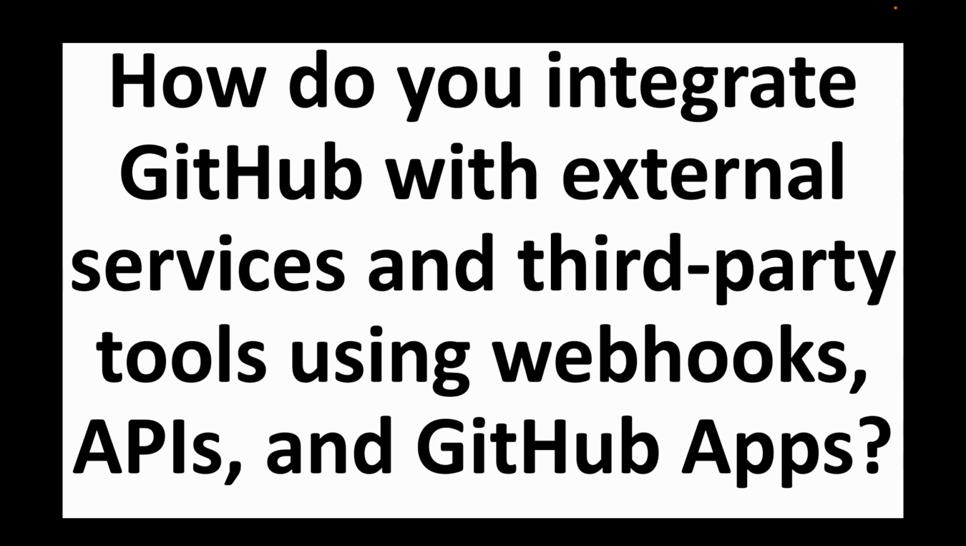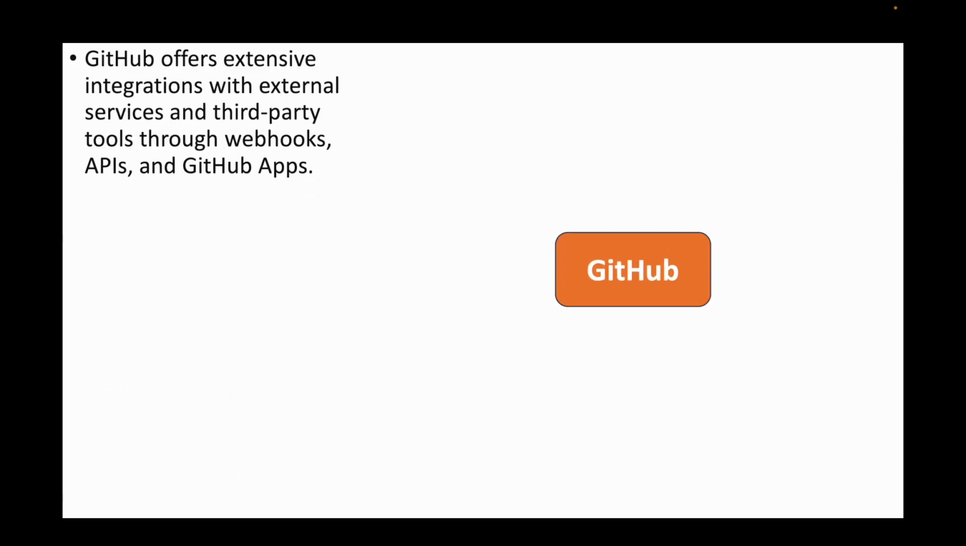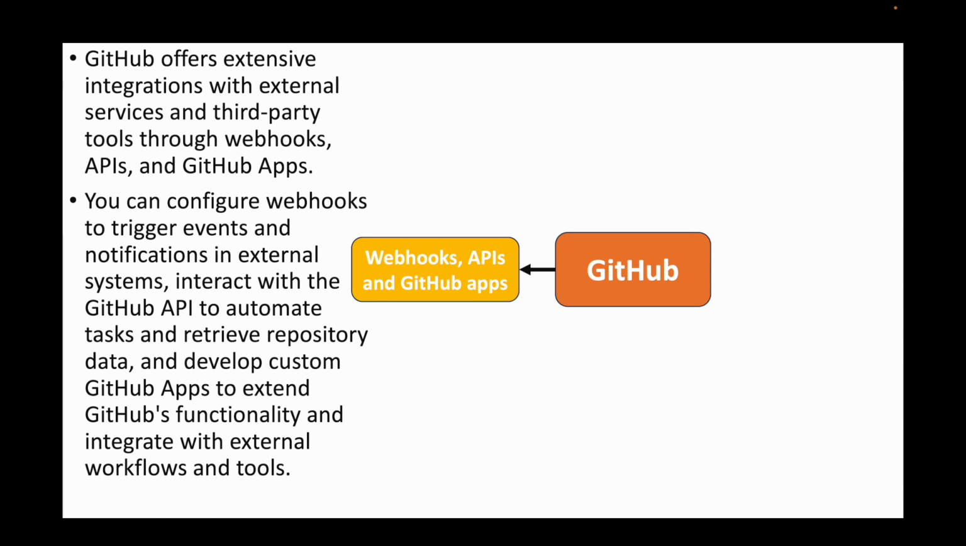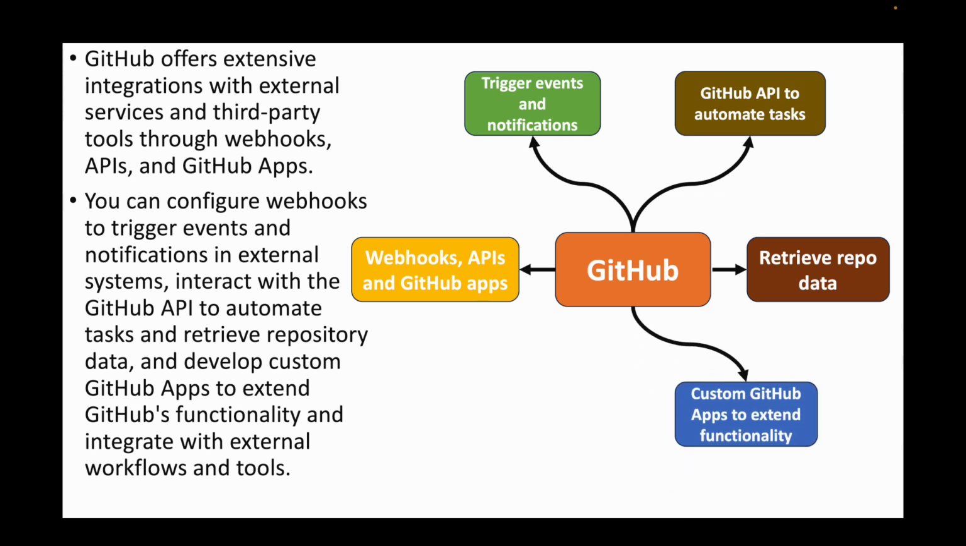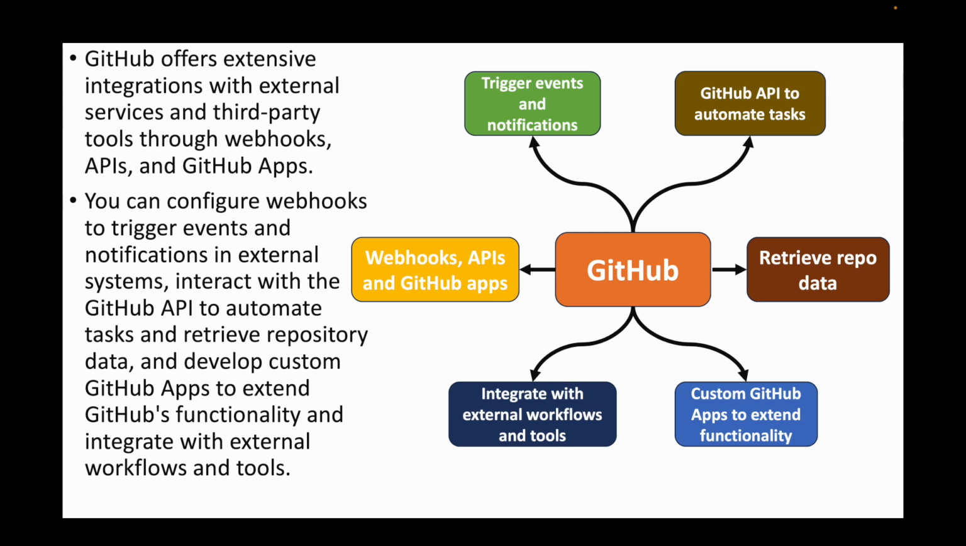The next question we have is, how do you integrate GitHub with external services and third-party tools using webhooks, APIs, and GitHub apps? GitHub offers very extensive integrations with external services and third-party tools. For this, we can make use of webhooks, APIs, as well as GitHub apps. We can configure webhooks to trigger events and set up notifications in external systems. We can also interact with the GitHub API to automate our tasks and retrieve repository data. And we can develop custom GitHub apps to extend GitHub's functionality and integrate with external workflows and tools.